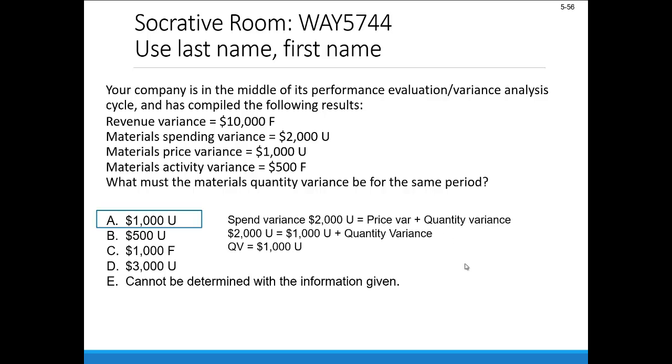Our answer there is A, $1,000 unfavorable. So we know that our spending variance, which we covered in chapter 9, is the summation or the aggregation, if you will, of our lower level price and quantity variances from chapter 10. So in this case, we know the spending variance was $2,000 unfavorable. We know the price variance was $1,000 unfavorable. And that means the difference between the 2,000 and the 1,000 must have been our quantity variance. So that quantity variance must have also been $1,000 unfavorable.